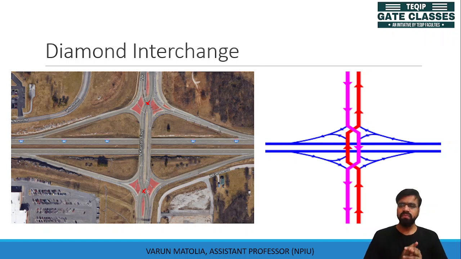This is a very simple kind of interchange. Vehicles coming from this direction are allowed to move from here, they will move here, they will come here. Then traffic moving in this direction is allowed to move here. Traffic coming from here is allowed to move in this direction. So there are some interchanges which create some conflict points, but otherwise this is a very suitable kind of arrangement which can be used for your intersections.